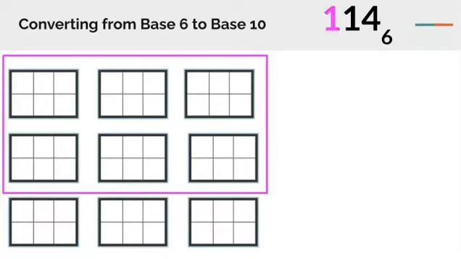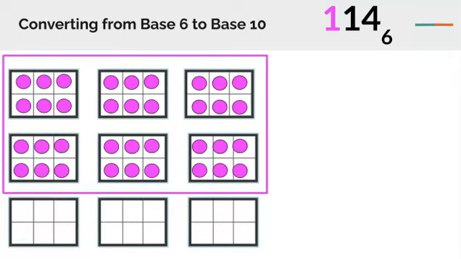I'll start with the largest place value. The number on the left is the 6 by 6 place, so I need to fill out one complete group of a 6 by 6. There is that first group of 6 by 6 represented by that 1 in the 6 by 6 place.